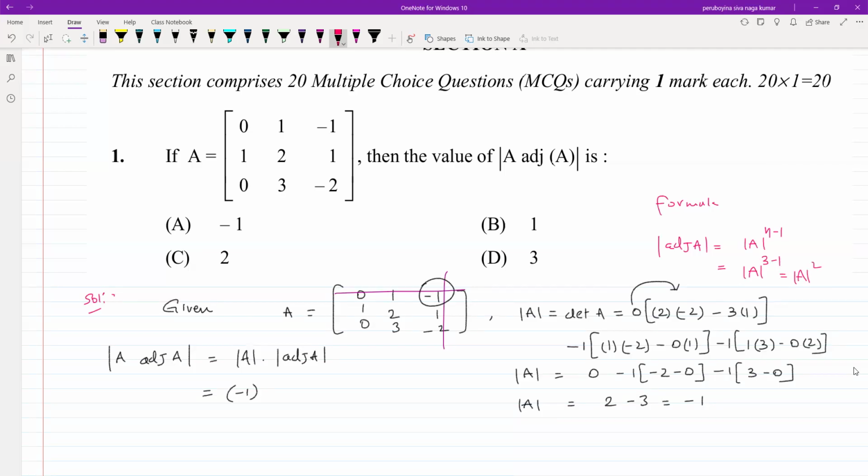So det A square you can write. So det A is minus 1 and it's a square. So finally, minus 1 square is 1 and into minus 1, which is minus 1. So option A is correct for this question.